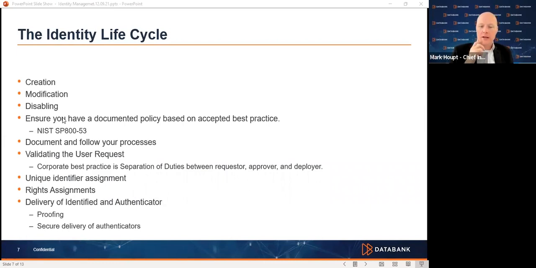So your account manager can help you with the rights assignments and determining whether somebody needs to have edit rights or view rights or the ability to change and so on and so forth. Working with your account manager for that rights assignment is absolutely important.